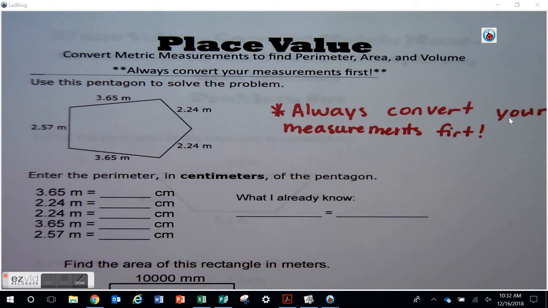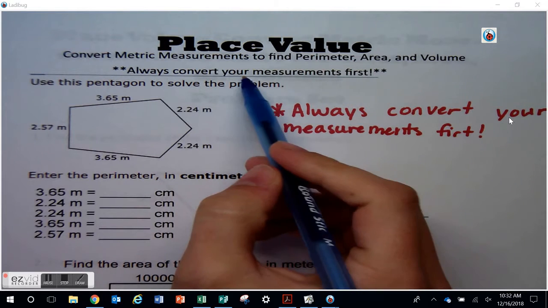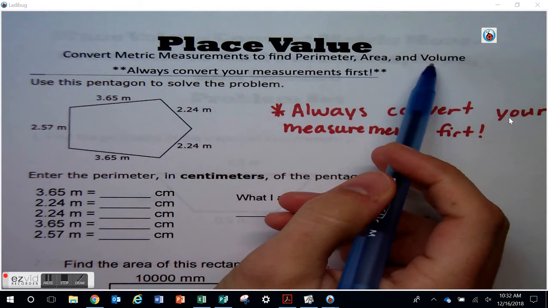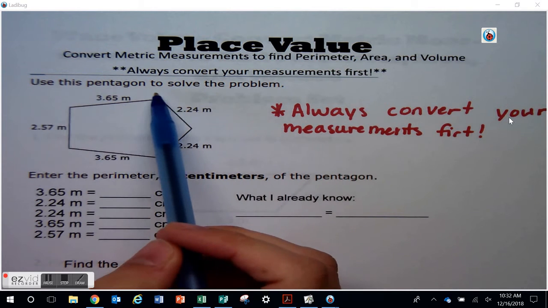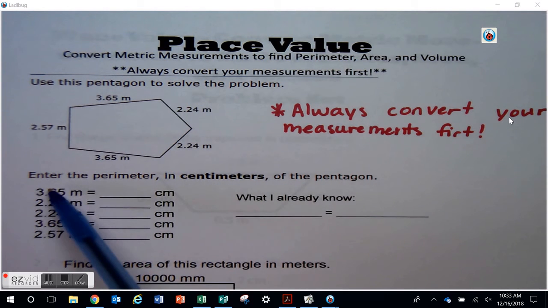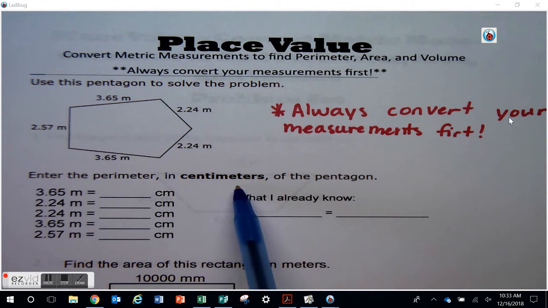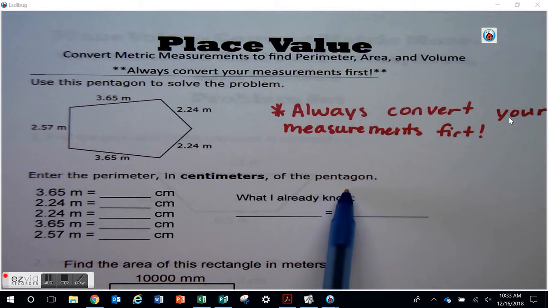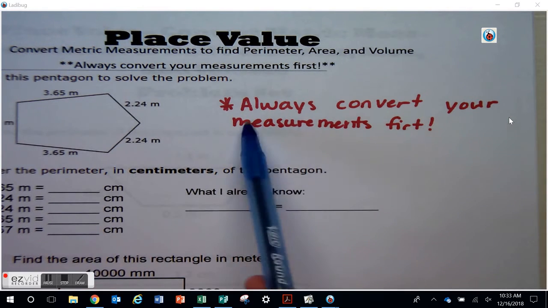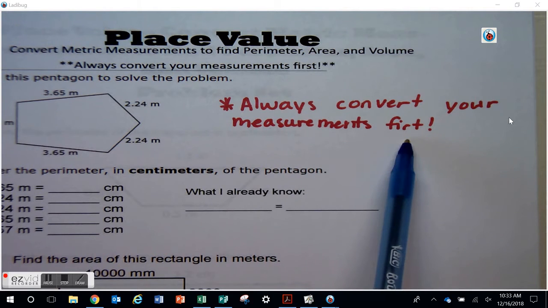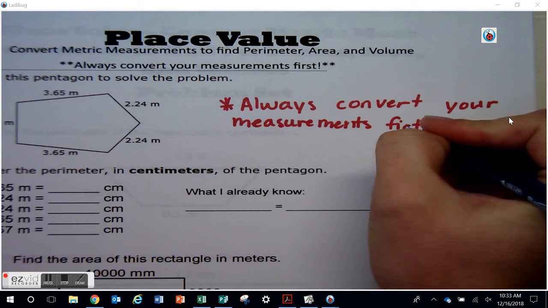Today we will convert metric measurements to find perimeter, area, and volume. Use this pentagon to solve the problem. Enter the perimeter in centimeters of the pentagon. I know it's written here several times: always convert your measurements first.